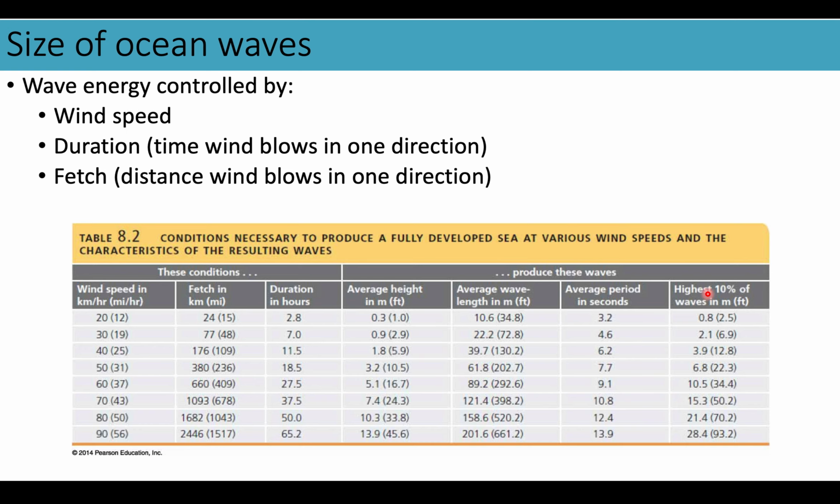The other component is called fetch. That is the distance that the wind blows in that direction. So if you have high wind speeds blowing over a very large area in the same direction for a very long time, that is when you are going to have the largest ocean waves. A combination of high speed, high duration of time, and then high fetch, so a large distance covered.